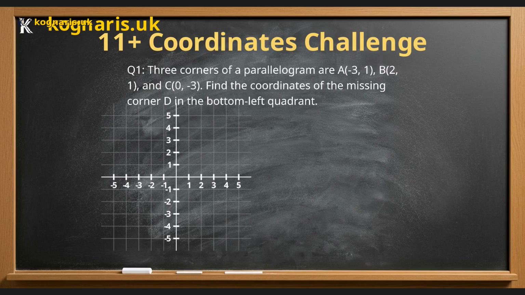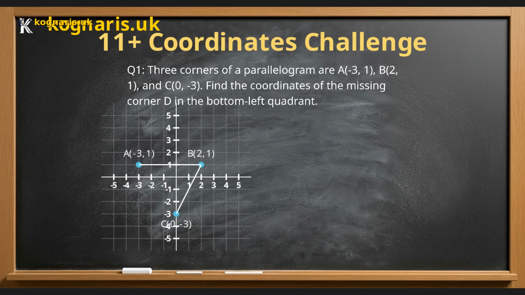Let's plot our known corners on the grid first. Here are A, B, and C. A very common mistake is to just eyeball it and guess the coordinates, drawing a point at (-4, -3) to complete a shape. But look! That shape is wonky, and the sides are not parallel. That's definitely incorrect, so let's cross it out.